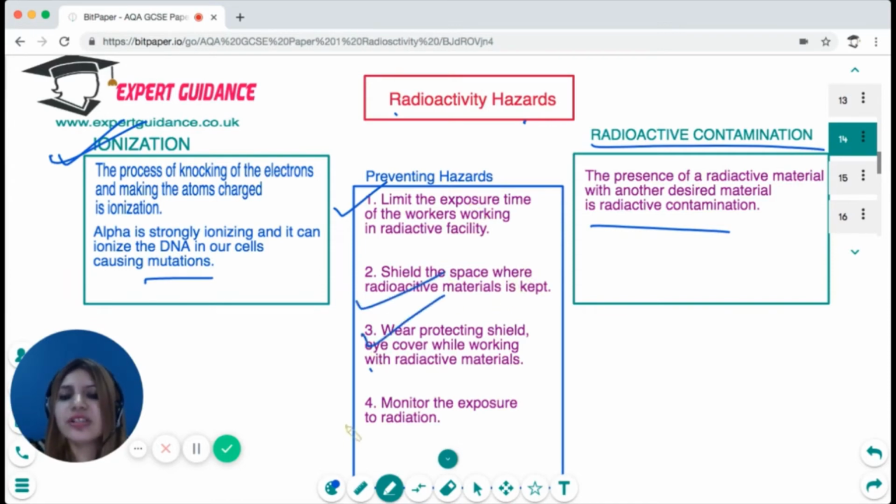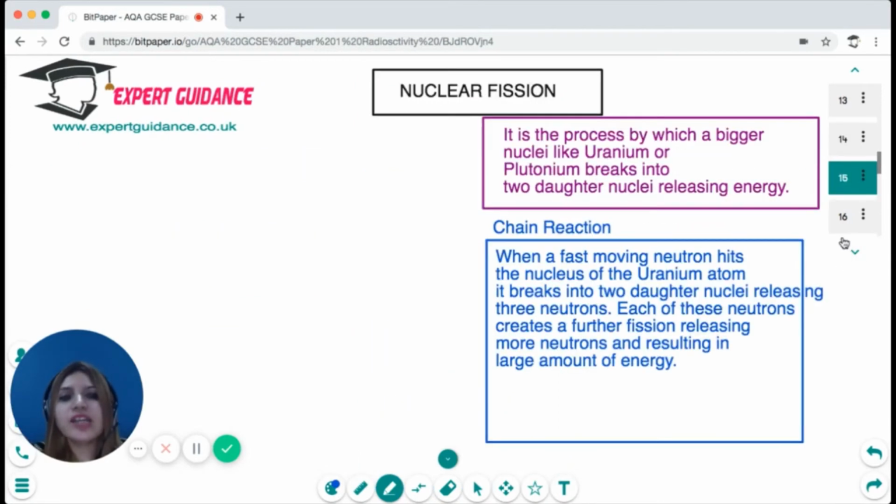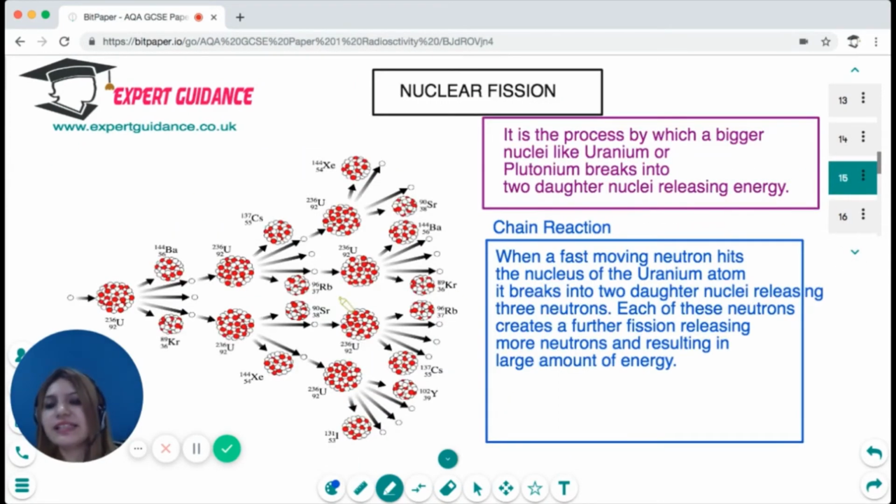And we should also monitor the exposure to radiation, and people working in the radioactive facility should not be exposed for a greater amount of time. Okay, so I hope this is all clear to you. Now let's come to the last topic, fission and fusion.